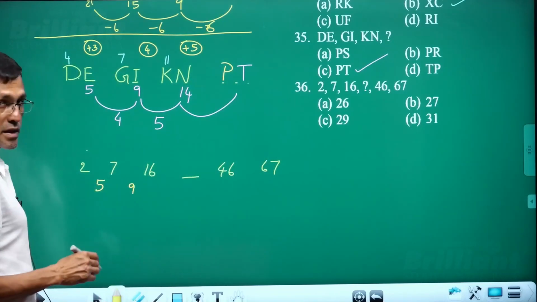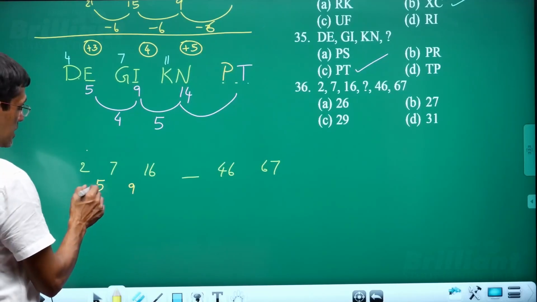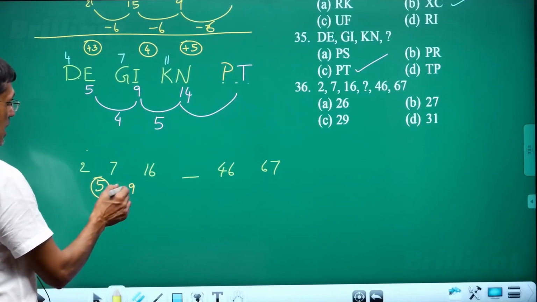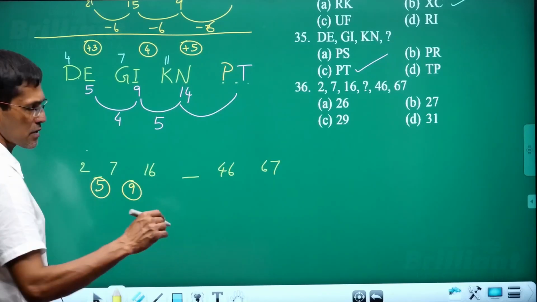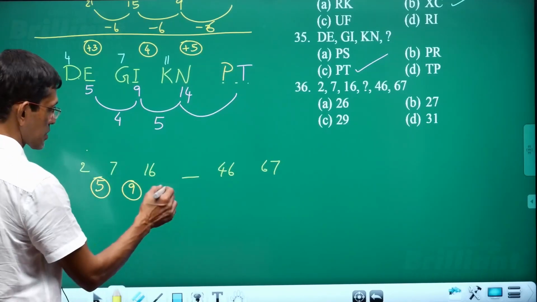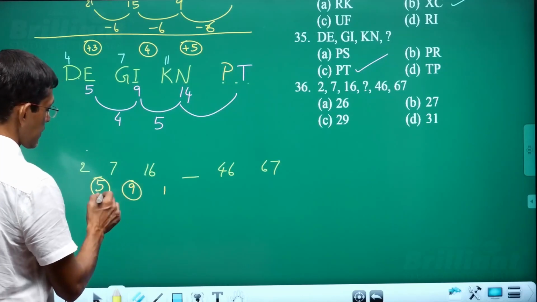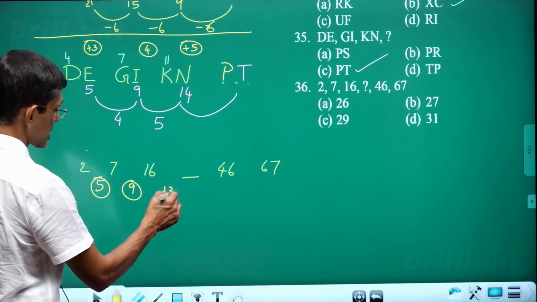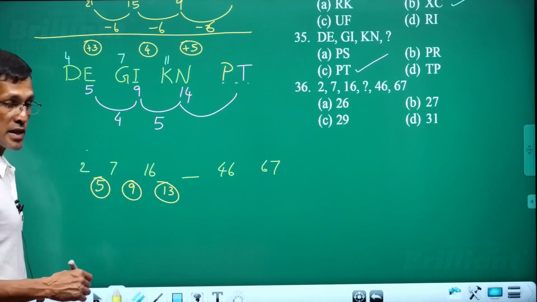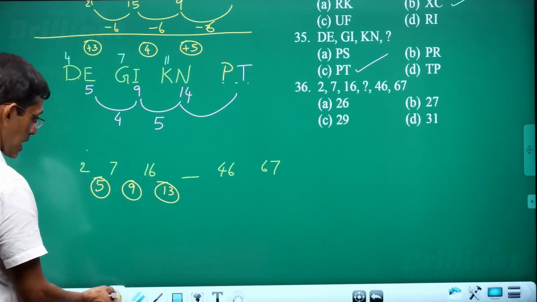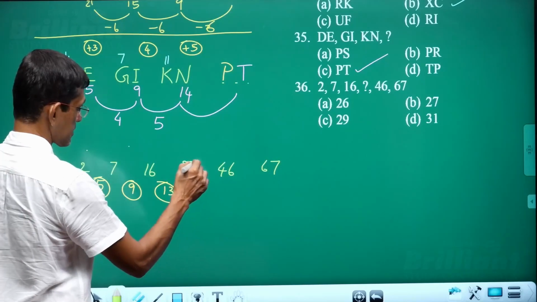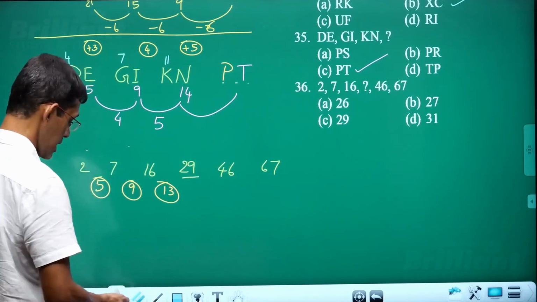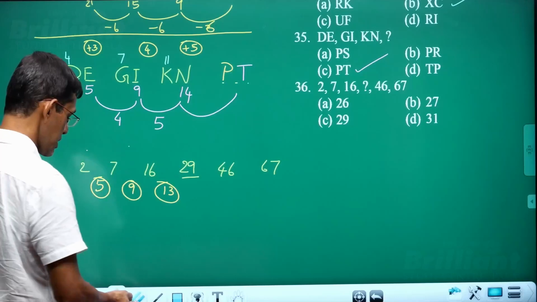Any other possibility? Well, next thing, we look at the differences. 5, 9. 5 plus 4 is 9. 9 plus 4, we go for trial and error because this number is not given here. So let's say 5 plus 4 is 9, 9 plus 4 is 13. So the next difference is 13. That means 16 plus 13 is what? 29. So let's say your answer is 29. We're just doing the trial and error.